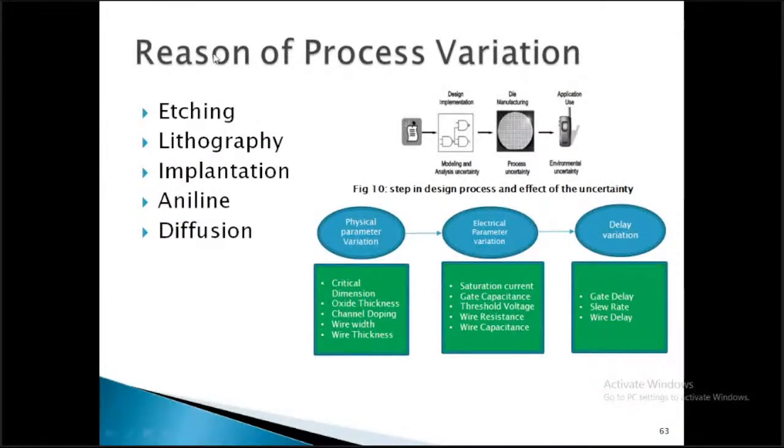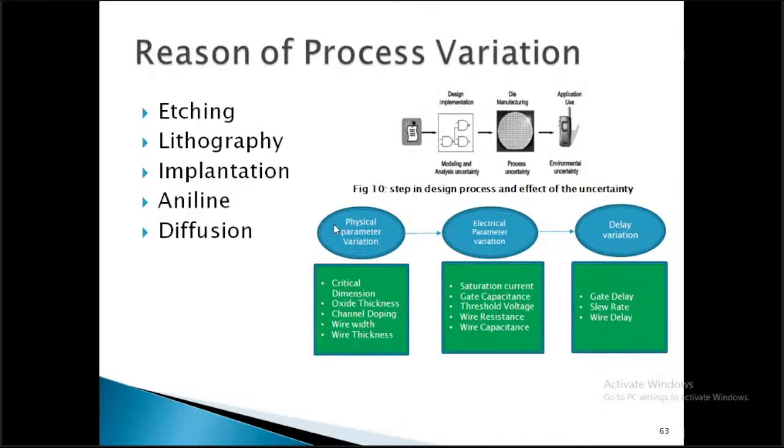So basically, in etching, we etch whatever we are printing on our circuit. I have shown you one mask. According to our layout, it gets etched on our wafer. We do lithography there, then we implement those circuits. Then we do some doping.